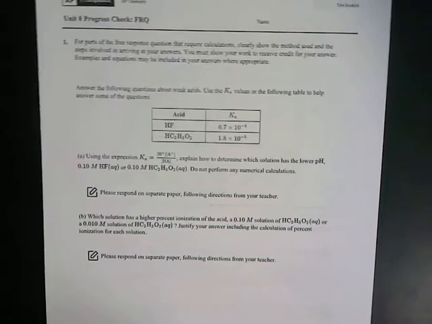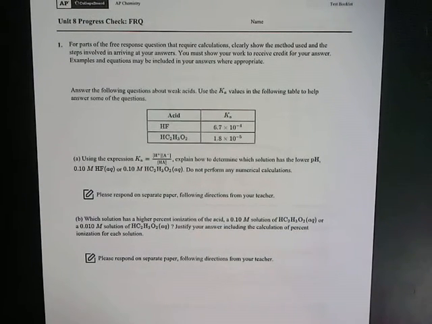Today we continue our review with our free response questions for the AP Chemistry test. And we take a look here into Unit 8 questions, which deals with acids and bases. And so for number 1, it says we need to answer the following questions about weak acids using the Ka values in the following table to help answer some of the questions.